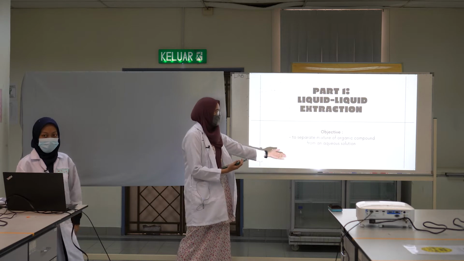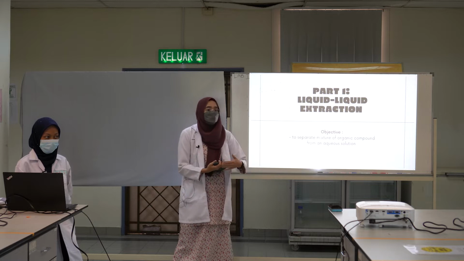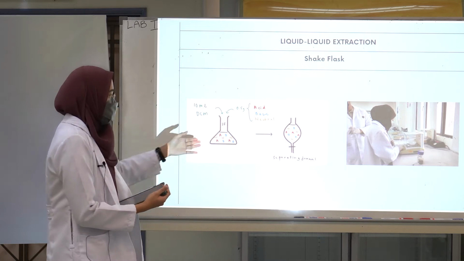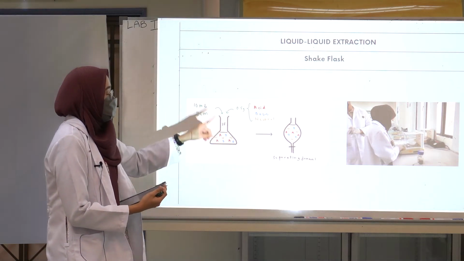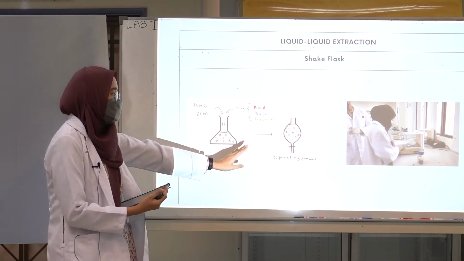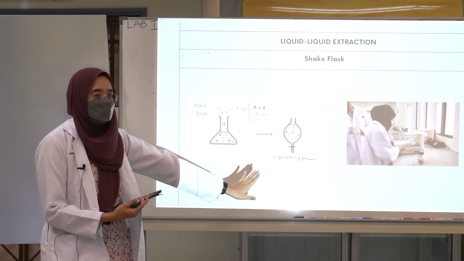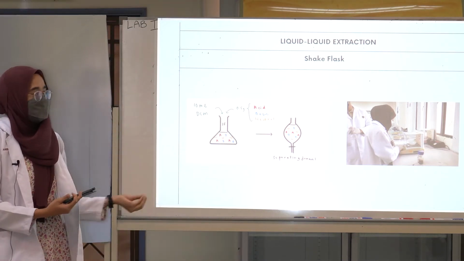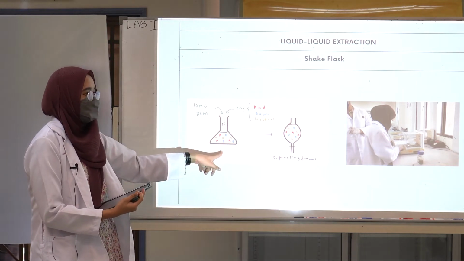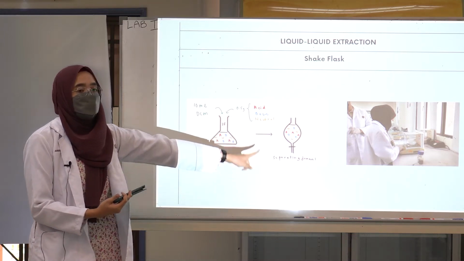As you can see, the objective of this procedure is to separate the mixture of organic compounds from an aqueous solution. First, you add 0.5 gram of each organic compound, which is acid, base, and neutral, into a flask which we label as a shake flask. Then we add 10 milliliter of DCM, which is an organic solvent, into our shake flask, and after that we put it into a separating funnel.